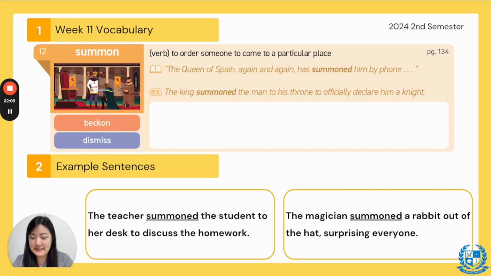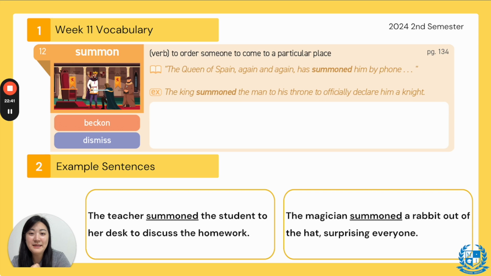Number 12, everyone say summon. Summon. The synonym is to beckon, and the antonym is to dismiss. It's a verb and it means to order someone to come to a particular place. So come here. I summon you. In the book it says the Queen of Spain again and again has summoned him by phone. Meaning, come here. Let's read the example together.